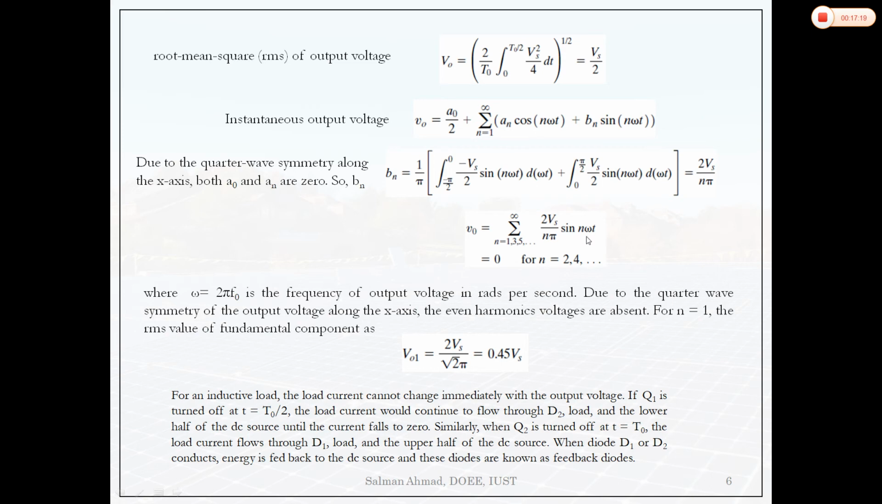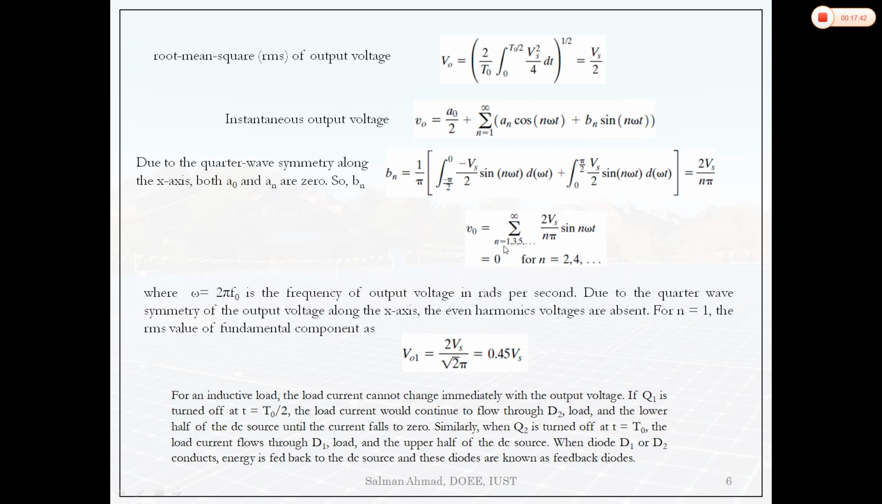So sin omega t means it is the fundamental component. If you substitute n is equal to 3, you get 2 Vs upon 3 pi sin 3 omega t. That means the frequency becomes 3 times the fundamental frequency, so that will be the third harmonic component. Any harmonic component voltage you can find from this expression.